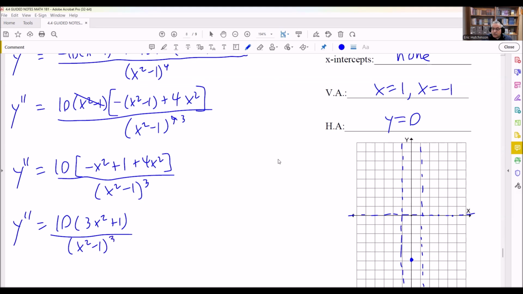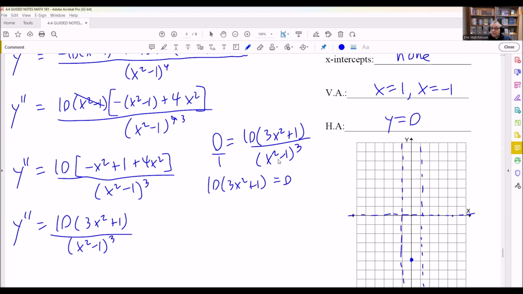We find inflection numbers. Inflection numbers are when the second derivative is undefined. But again, it's only going to be undefined at 1 and negative 1, which we already know are not defined in the original function, so we'll ignore that. Next thing is, we want to set the second derivative equal to 0. Let's do that here. 0 equals 10 times 3x squared plus 1 all over x squared minus 1 cubed. And if we do cross multiplying on that, we're going to get 10 times 3x squared plus 1 equal to 0.